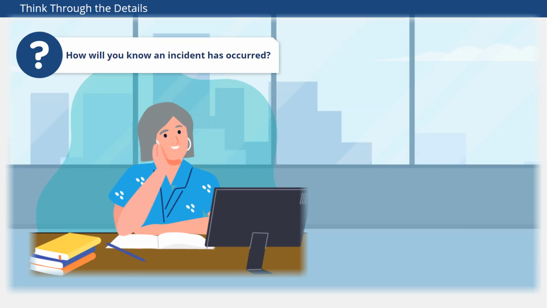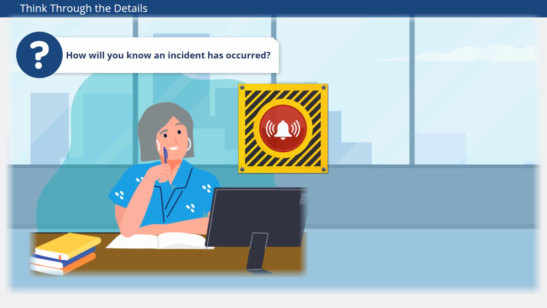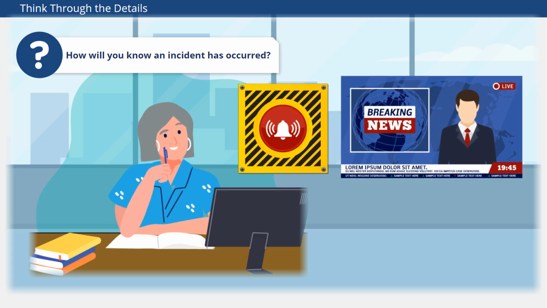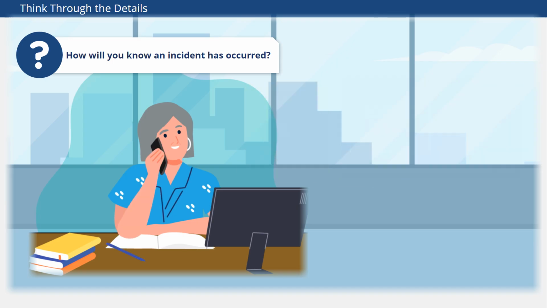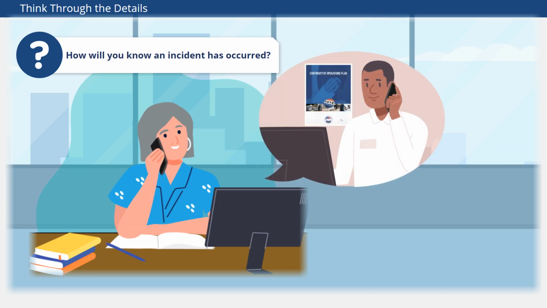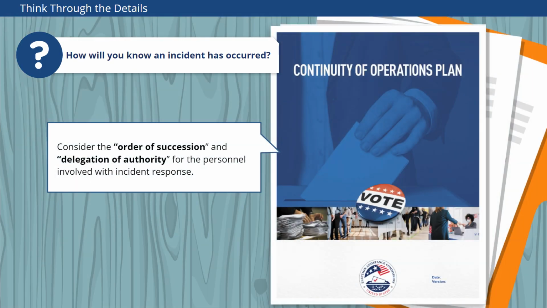How will you know an incident has occurred? You might find out about an incident from a security alarm, news report, or by seeing the event unfold. Once someone is aware of the incident, they should contact the agency head or agency continuity coordinator to activate the COOP. Consider the order of succession and delegation of authority for the personnel involved with incident response.